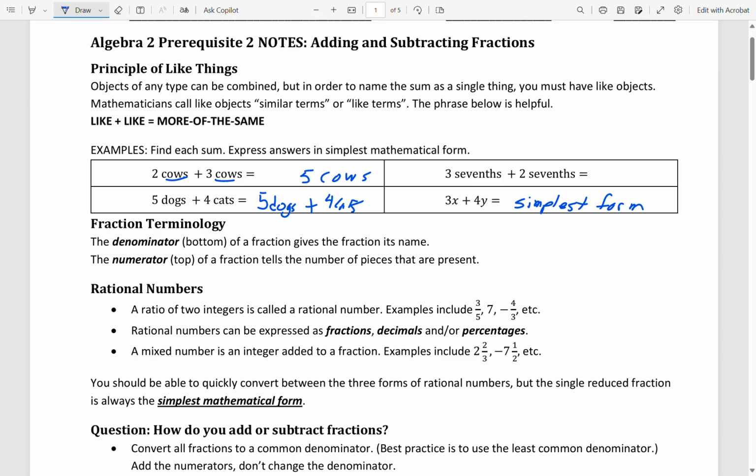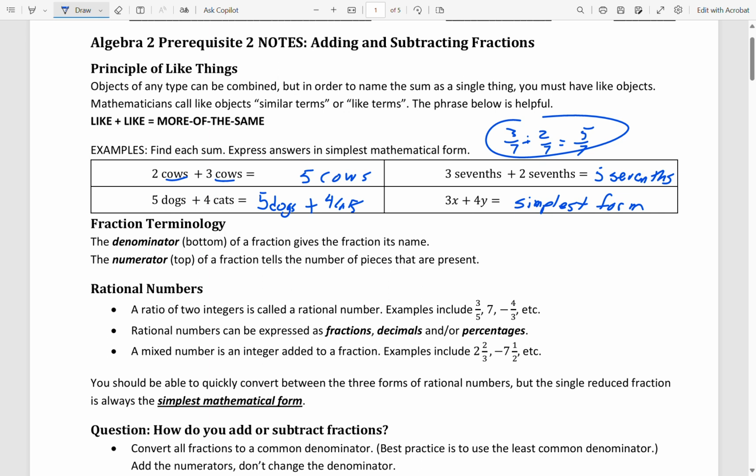But 3/7 plus 2/7 is 5/7. Like plus like is more the same. And these are sevenths. Now, just to notice, we would usually say 3/7 plus 2/7 equals 5/7. And there's the whole key of addition of fractions right there.